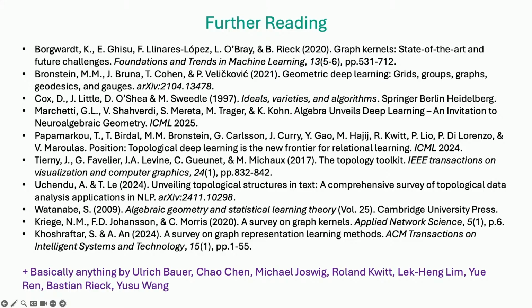Papers and books also, of course. The geometric deep learning book is a big one. If you want to get into algebraic geometry, I love this book by Cox, Little, and O'Shea. There was also a very recent paper at ICML which provides a dictionary between ideas in algebraic geometry and things you would look at in machine learning. For topology, you have topological deep learning and relational learning. So these are some references.